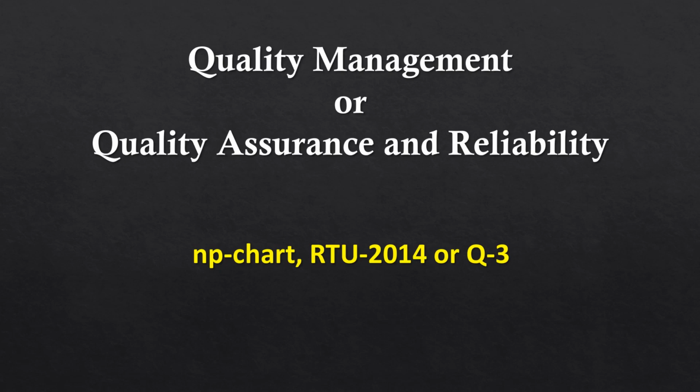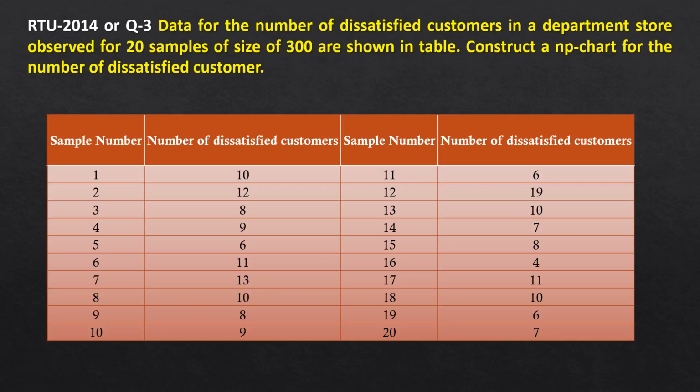Hello everyone. In today's quality management class, we are going to discuss one of the numericals from an RTU old paper, and this is an example of an NP chart. The given question is like this: data for the number of dissatisfied customers in a department store for 20 samples of size 300 are shown in the table.